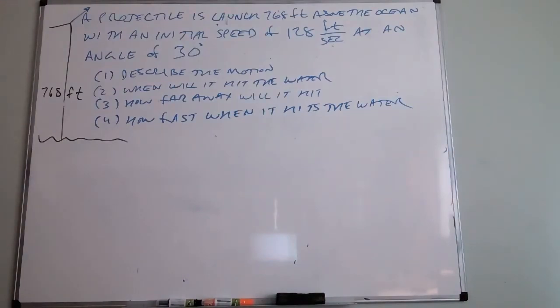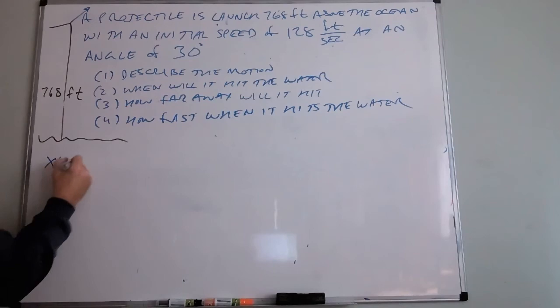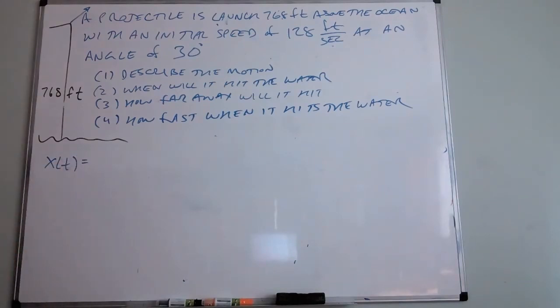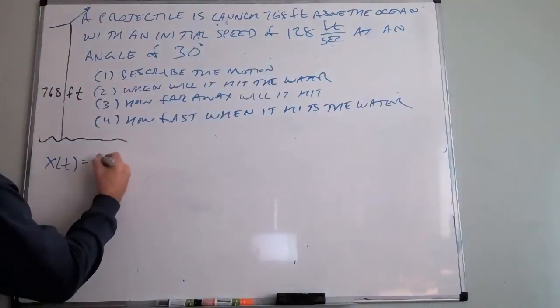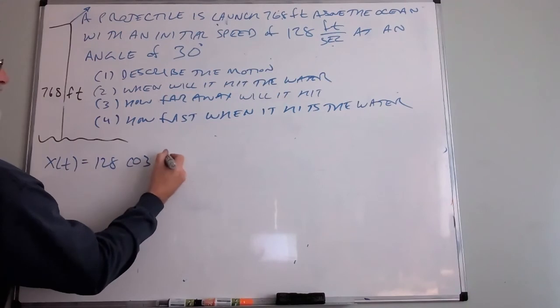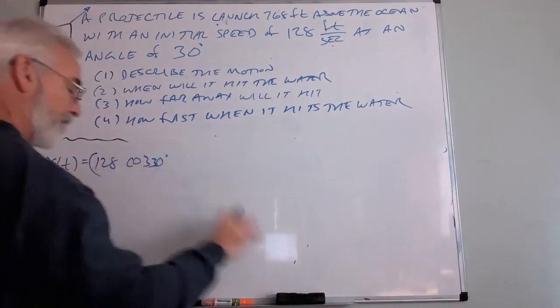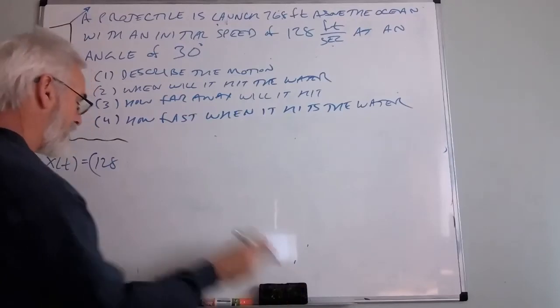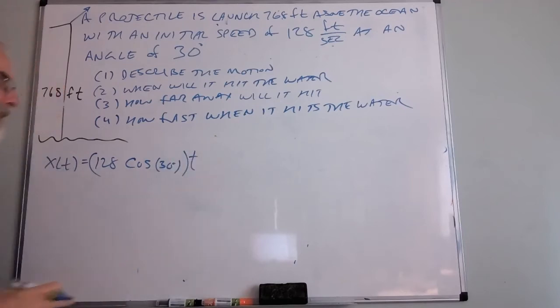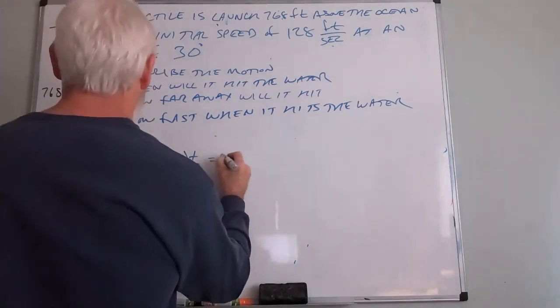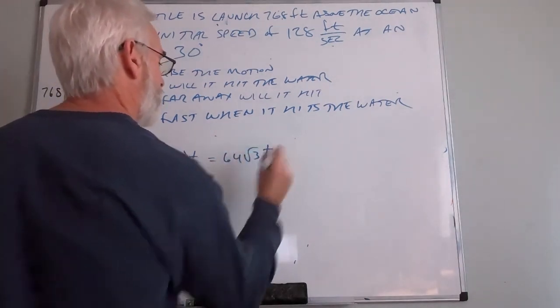So the first thing we have to do is describe the vector. So I need the x of t and I need the y of t. So x of t is, okay, well, my speed is 128. My angle is 30 degrees. So x of t is 128 cosine 30 degrees times t. Well, the cosine of 30 degrees is root 3 over 2. So this would be 64 root 3 t.